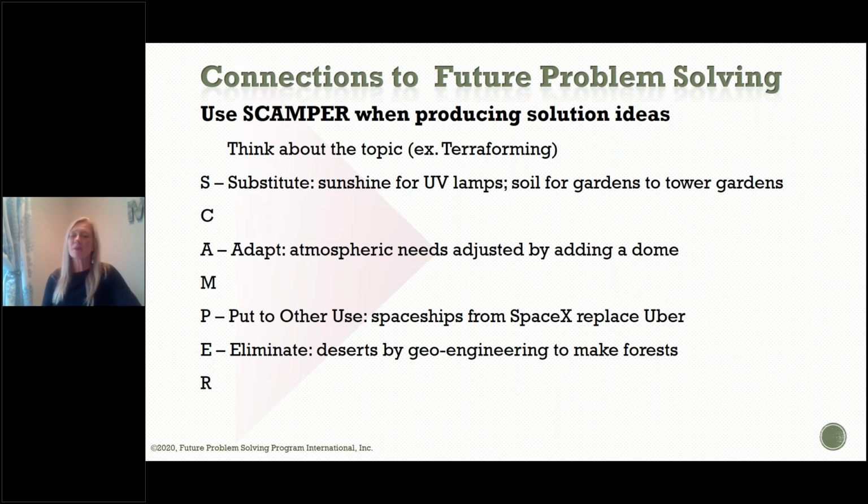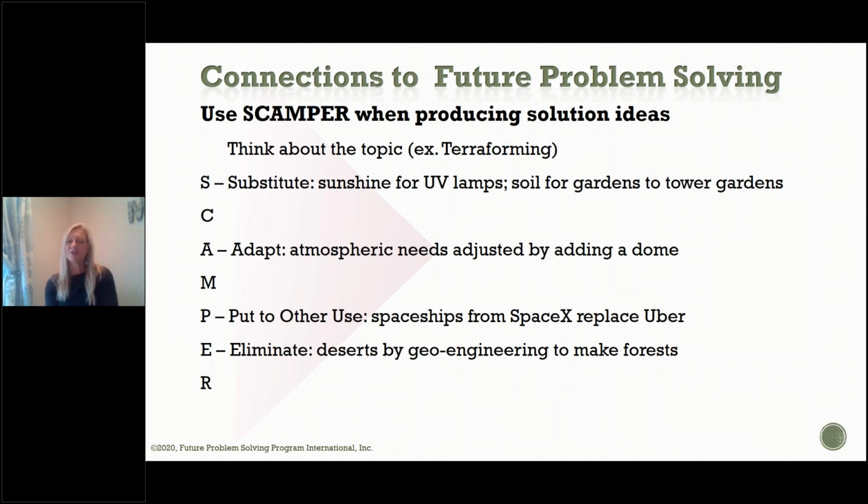So here's a way we would use Scamper within the future problem solving program. Maybe in step 3, when we're producing solution ideas, thinking about a topic like terraforming, we might see what could we substitute. We could substitute sunshine for UV lamps if there is no sunshine. We could substitute those garden towers that are hydroponic if we don't have soil. What could we adapt in a terraforming situation? We might adapt the needs of having an atmosphere by adding a dome to make the area habitable.